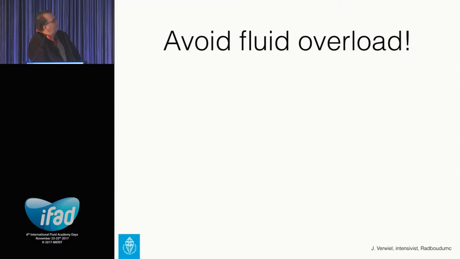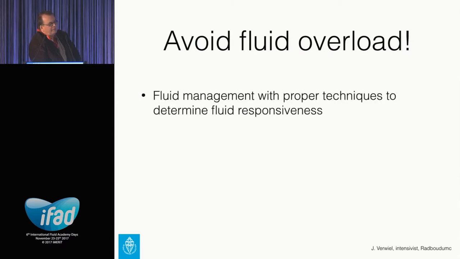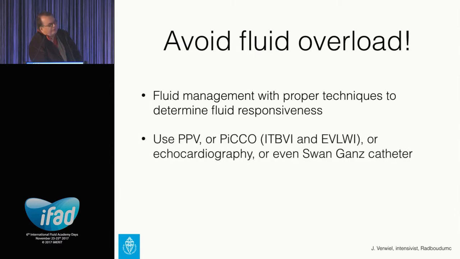We can think about therapies for it, but we should avoid it first of all. So we need proper techniques to determine fluid responsiveness, like pulse pressure variation, or use of PiCCO, where the intrathoracic blood volume index and the extravascular lung water index can help us in our fluid restriction. Or we can use echocardiography, but please don't use the diameter of the caval vein, because many people do this and it is already obsolete.